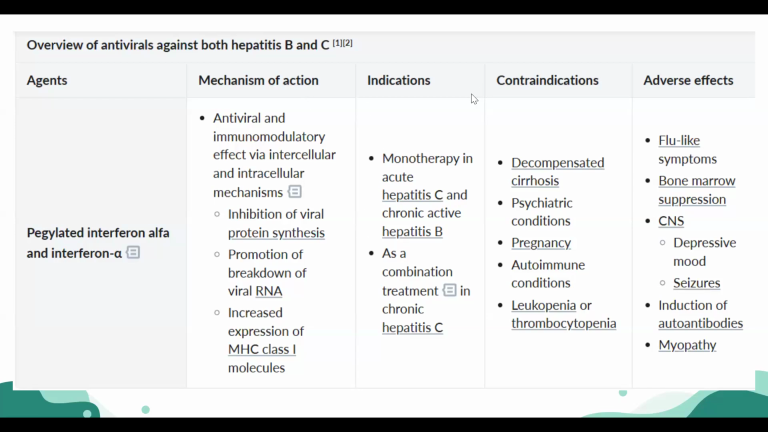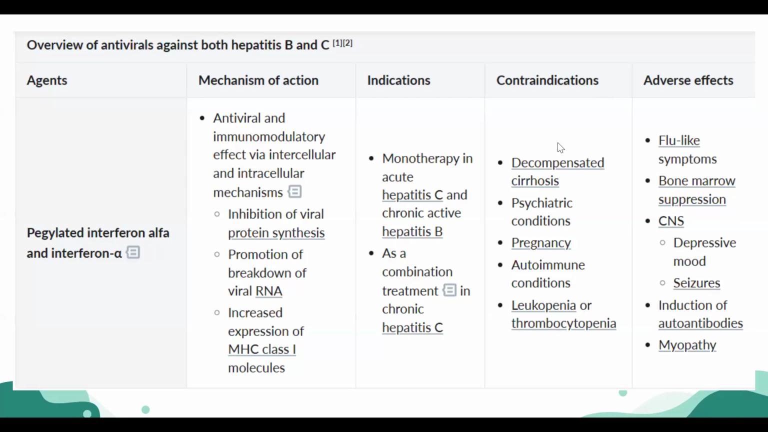Indications for interferon alpha: it can be used as monotherapy, but only for acute hepatitis C and hepatitis B. If you had chronic hepatitis C, you would not use monotherapy because when it's chronic, you need something a little bit more aggressive. So in this case, you would want to use it as a combination treatment. You combine interferon alpha with a few other hepatitis C drugs, and it's usually given as a concoction of medications.